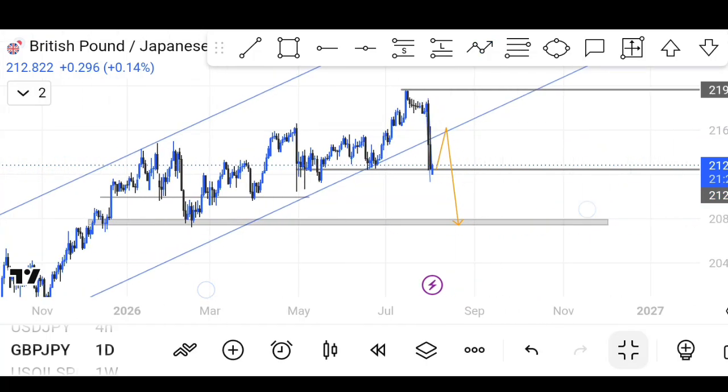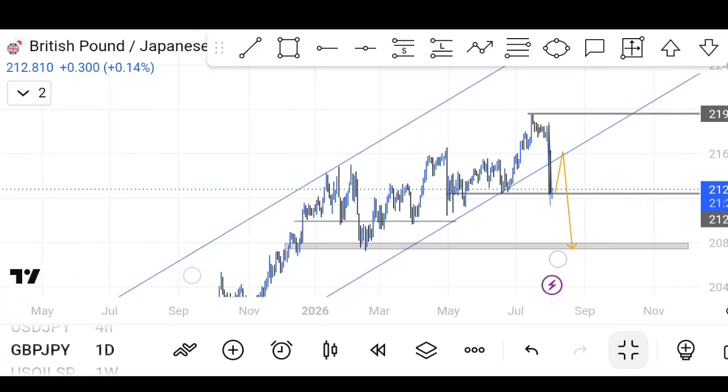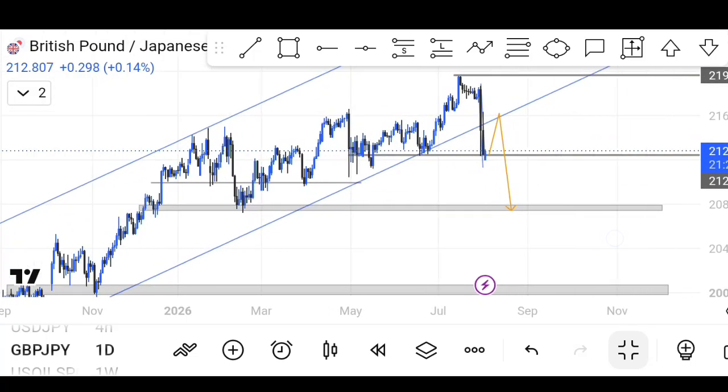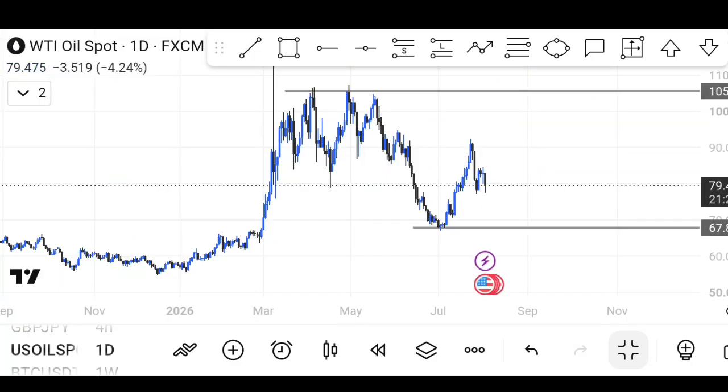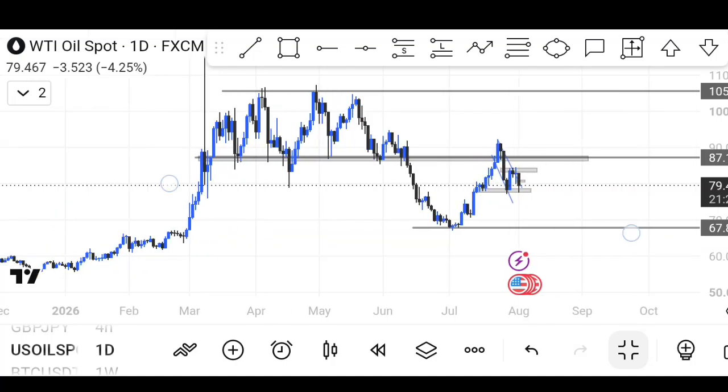I'm not in a haste to take any trade. I'm just going to monitor, watch, and observe, right? So that is that on GBPJPY. So I'm just going to go to USOIL. You can see on the daily time frame, we are not in a very, very favorable condition right now. Right, you can see what the market is doing.